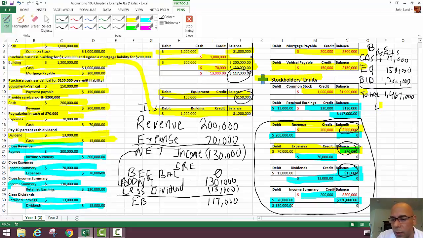Got to pay these people back. So these are my bills. I'm just going to abbreviate liabilities. And I have this mortgage. The mortgage is 200,000. I'll put that down as mortgage, 200,000.